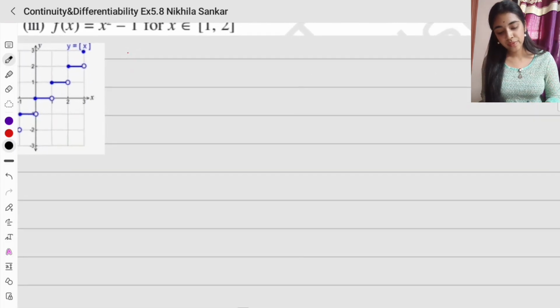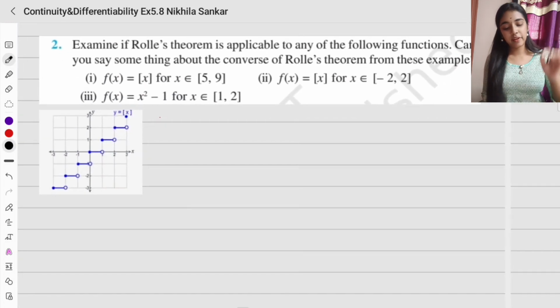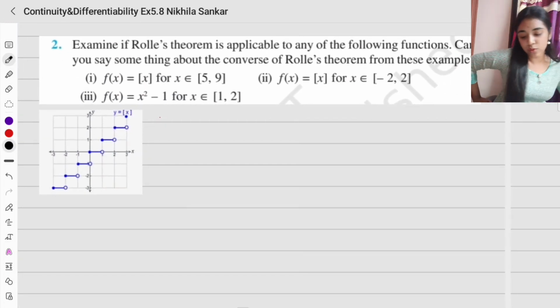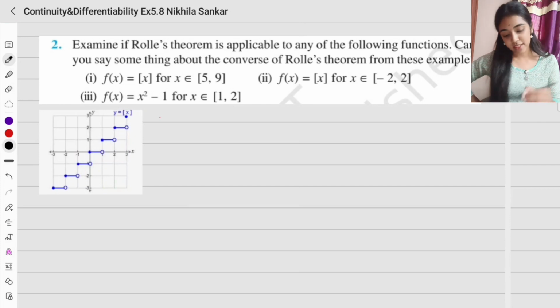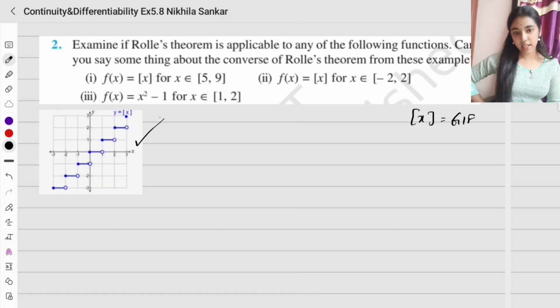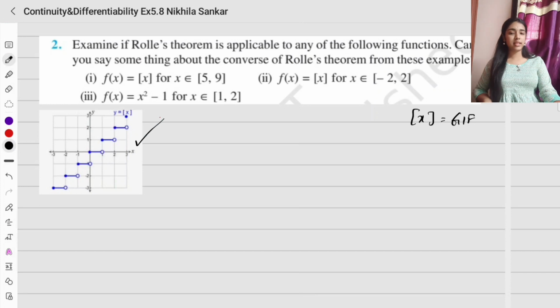Question number 2. 3 subsection கொடுத்திருக்கு. I have to verify Rolle's theorem. இப்போ first subsectionல என்ன கொடுத்திருக்கு? gif of x. You remember this function? This is gif of x, greatest integer function, and this is the graph for greatest integer function. இதெல்லாம் நம்ம நிறைய பார்த்திருக்கோம், and we also know that greatest integer function is not a continuous function or a differentiable function.